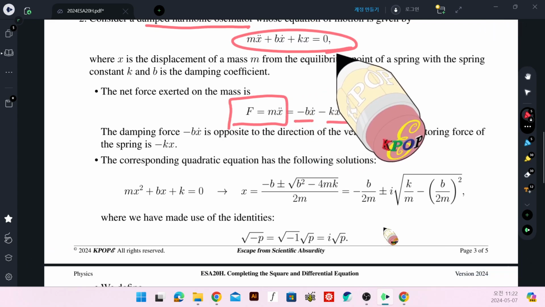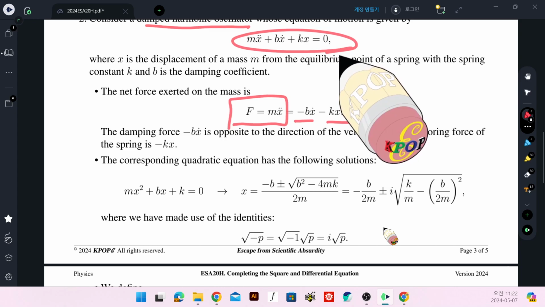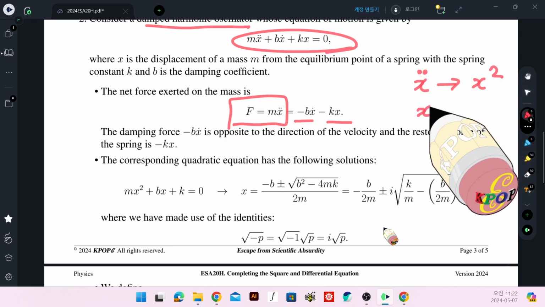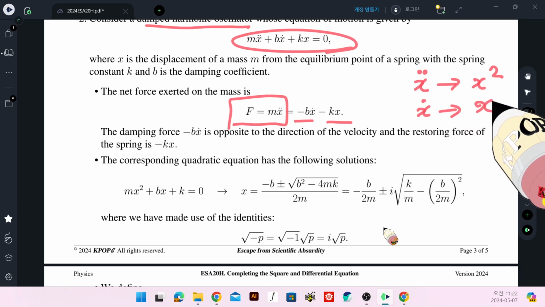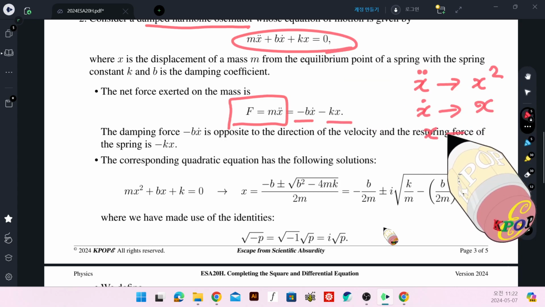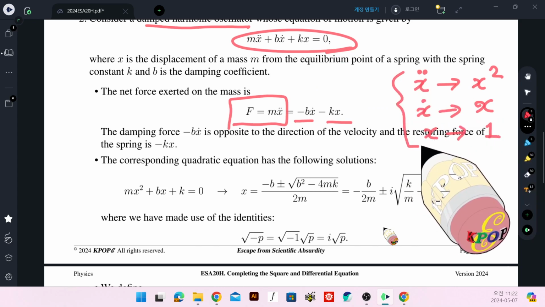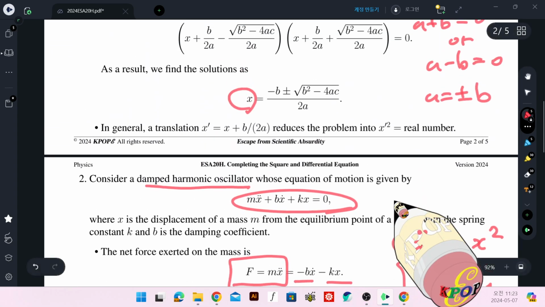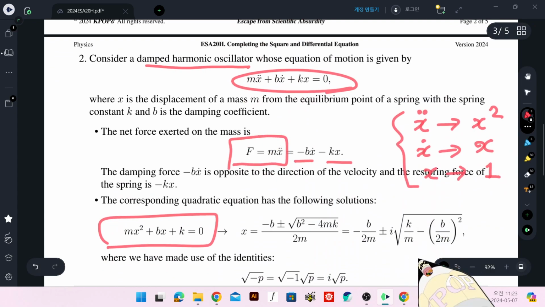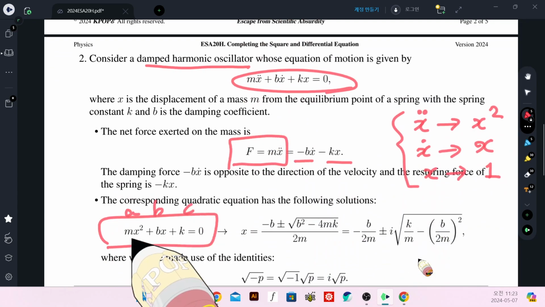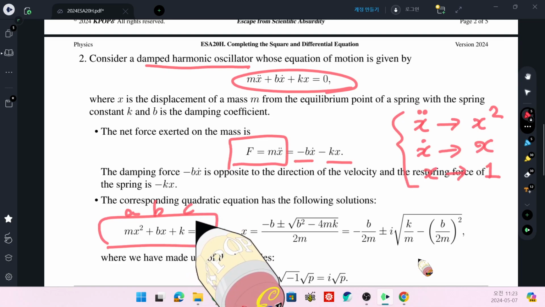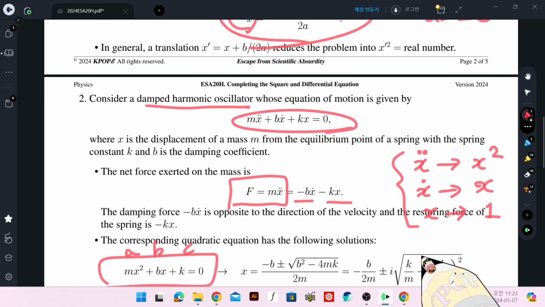We'd like to solve the corresponding quadratic equation in which x double dot is replaced with x squared, x dot is replaced with x, and x is replaced with 1. Then we know how to solve this quadratic equation. That is just a copy of this formula. A, B, C: we substitute m for a, b stays the same, and k for c.